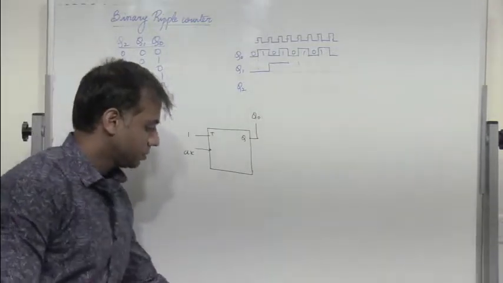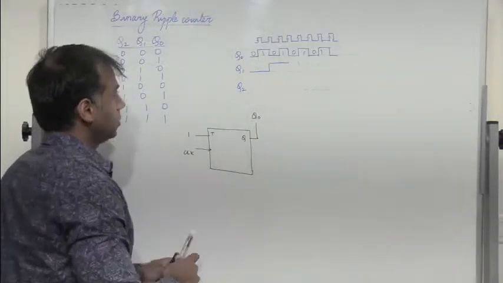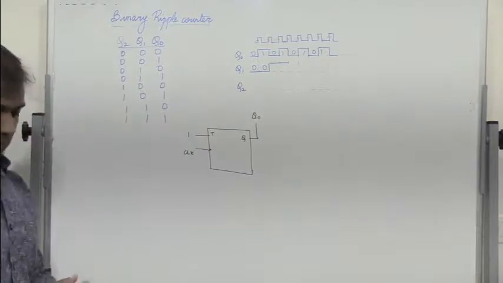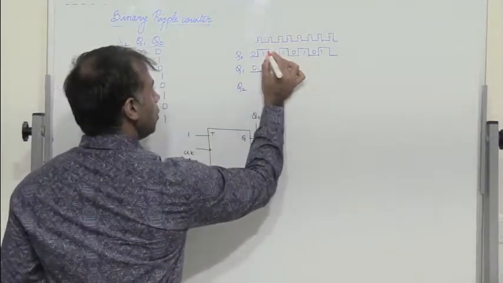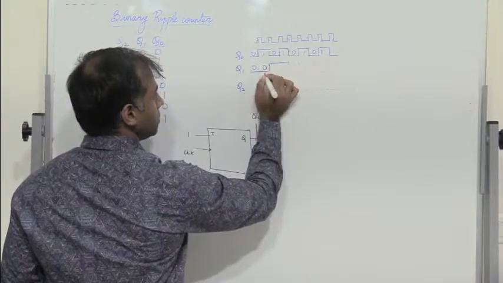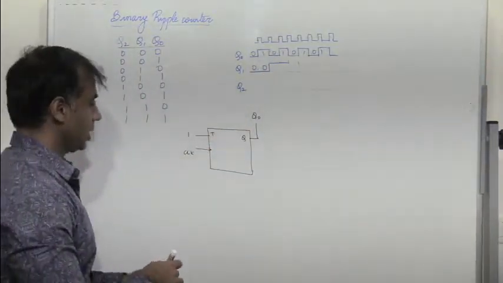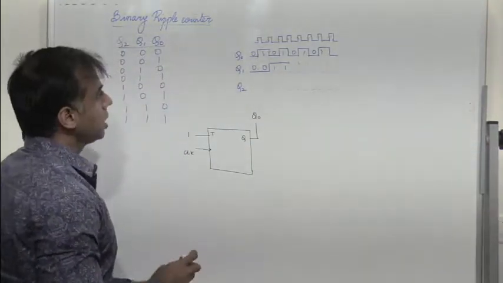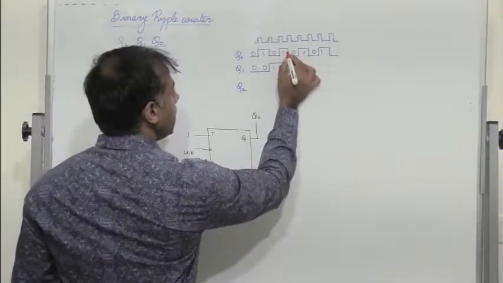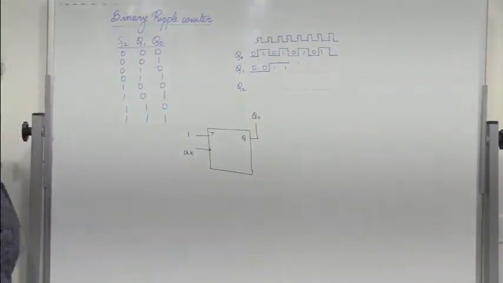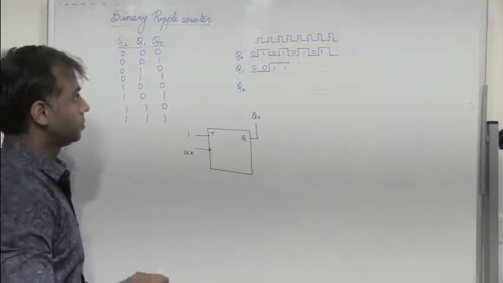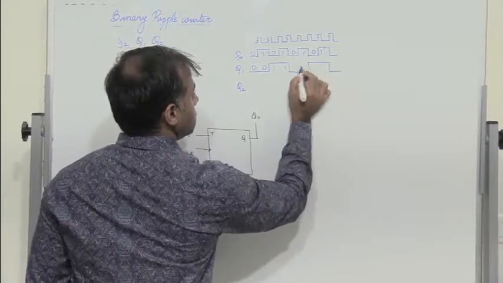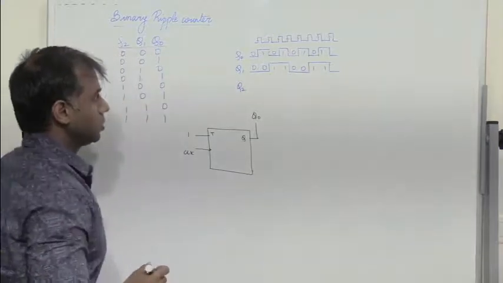Now observing this, it is 0 for the first two, and then Q1 changes its state from 0 to 1 at the falling edge of Q0, right? So I get a 1 here. Similarly, it has to drop down from 1 to 0 at the falling edge of Q0. So again it becomes 0 for the next two states and then 1. So I get 0 and then I get 1. This is what we observe.